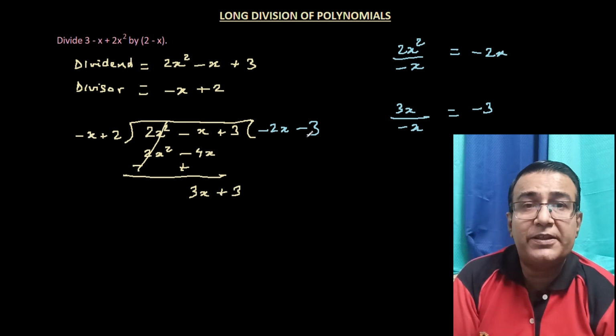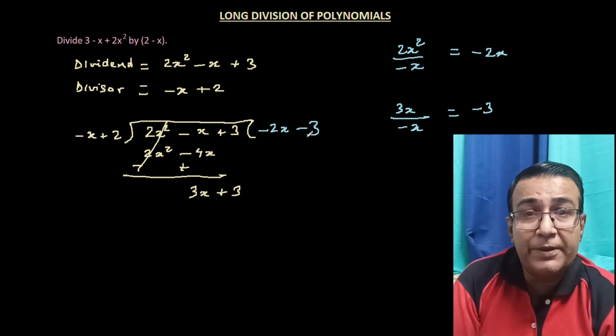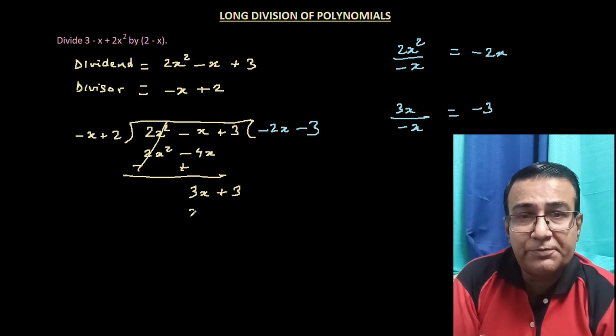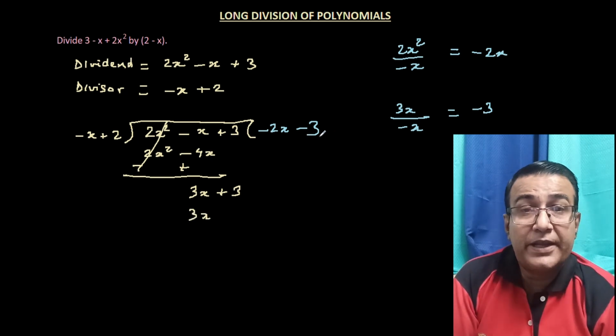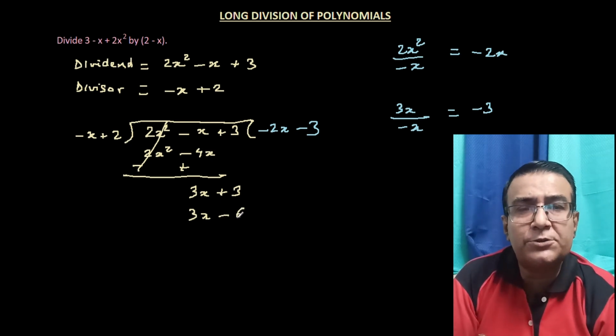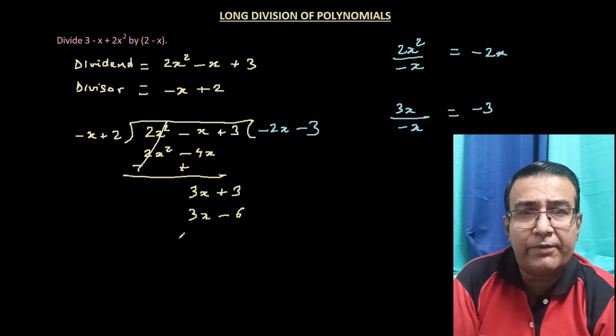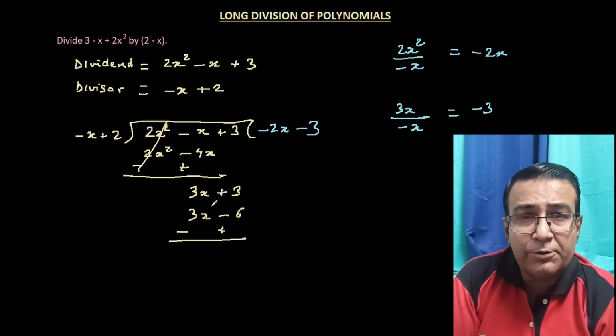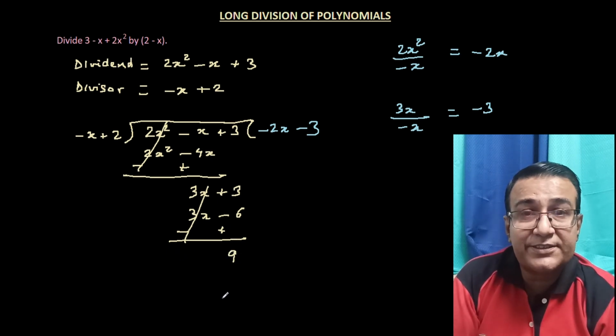Then we have to multiply this quotient minus 3 by the complete divisor. So minus 3 times minus x gives you positive 3x, and minus 3 times 2 gives you minus 6. Then again we go for the subtraction, so this becomes negative and this becomes positive. The 3x and minus 3x cancel out each other and we are left with 3 plus 6, which gives us 9.